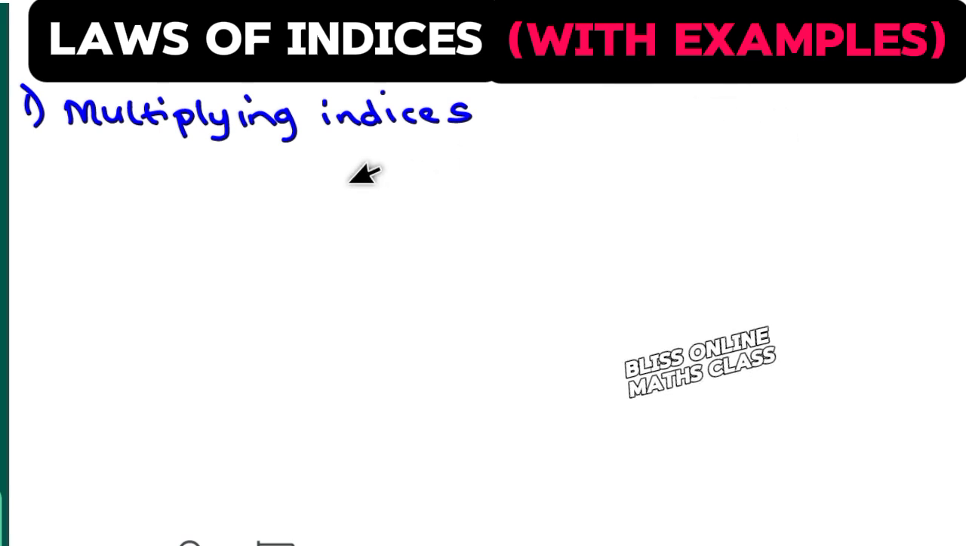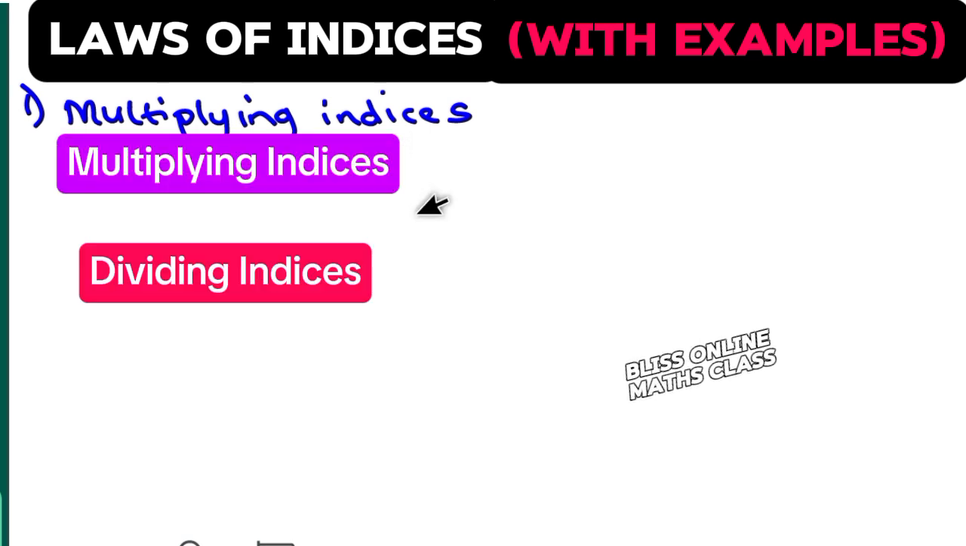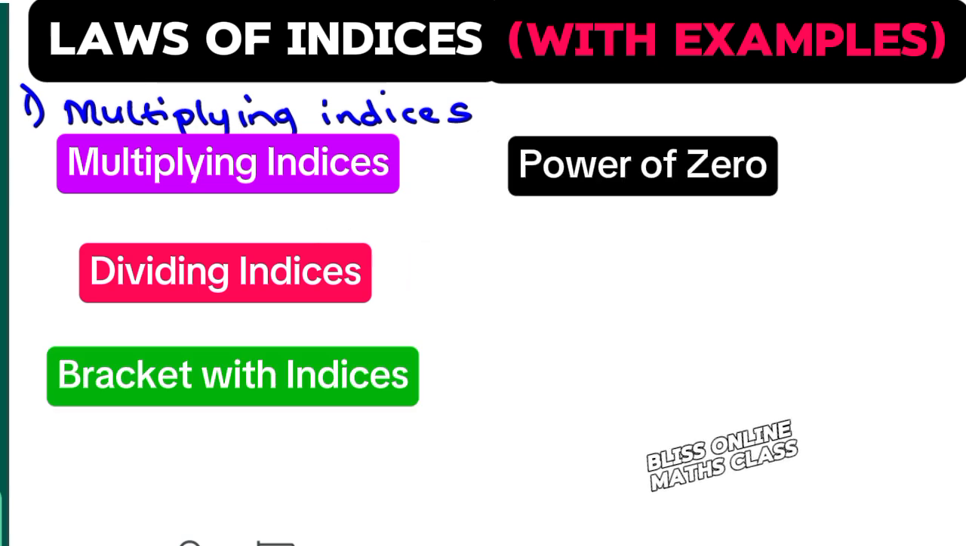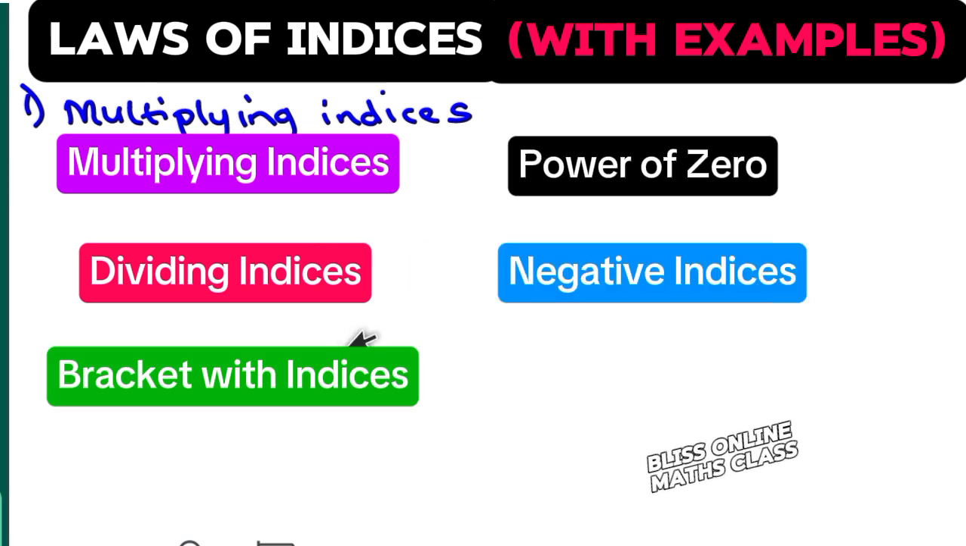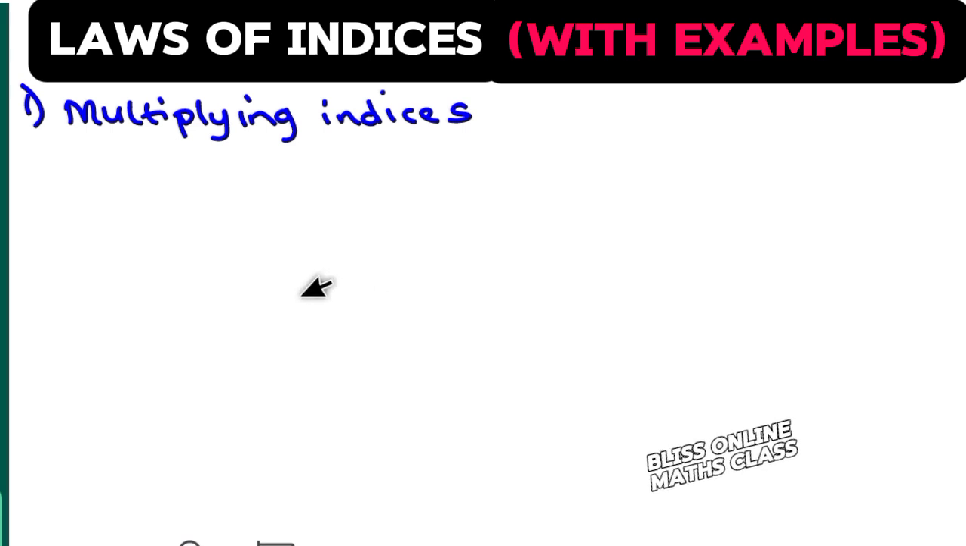So we have 6 laws of indices. We have the multiplying indices, dividing indices, brackets with indices, power of 0, negative indices, and fractional indices. So I'll be teaching you all this in this video with solvable examples. So number 1, we are starting with the multiplying indices.